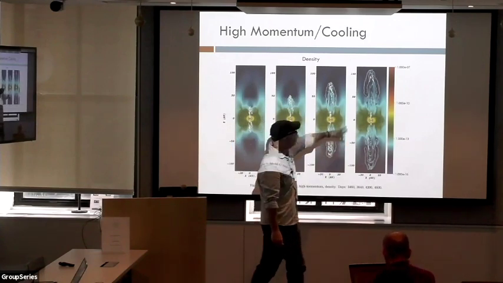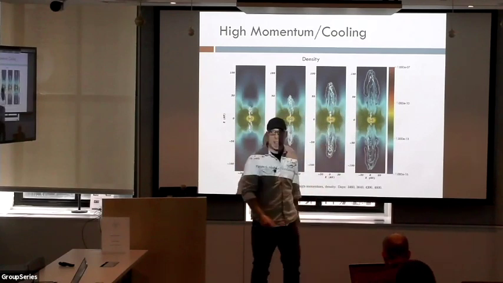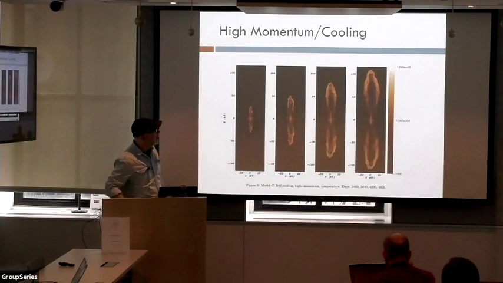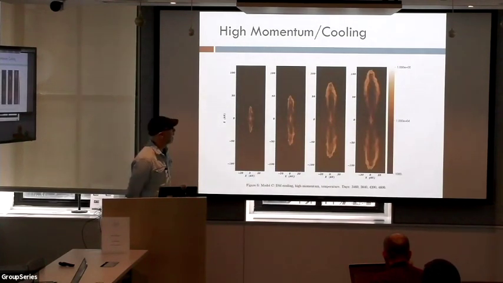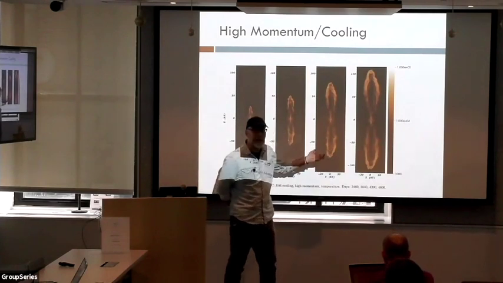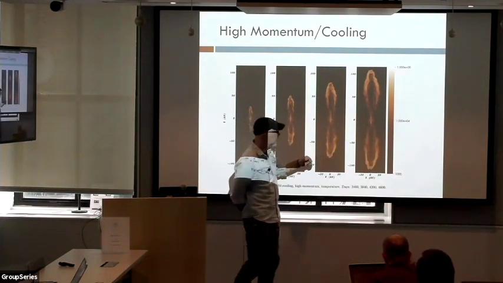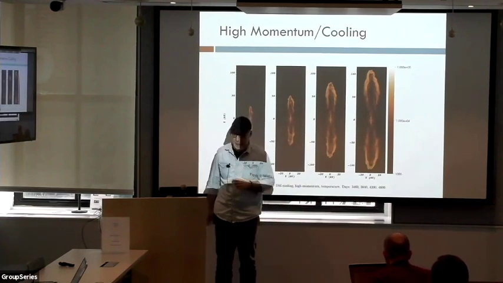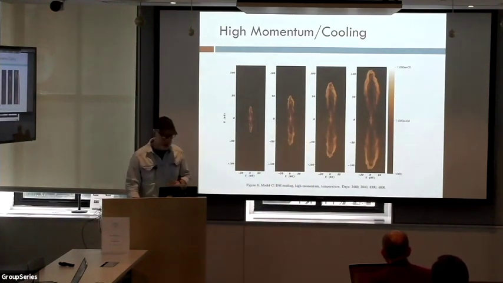But still, the overall height in Z is about the same. So you're still getting the ramp pressure doing its work. Here is the temperature, again, in this case. And you see instabilities forming at the edge, which is exactly what we'd expect. These are both cooling instabilities and thin shell instabilities. So a lot more substructure.